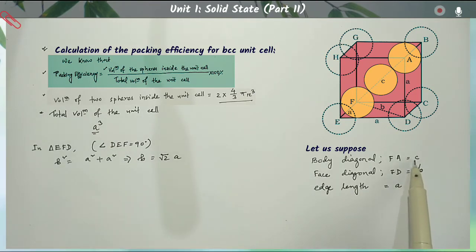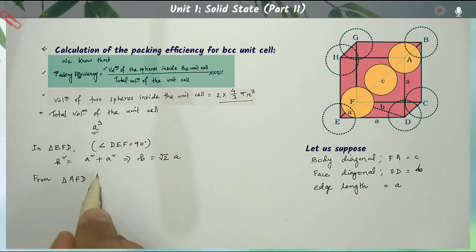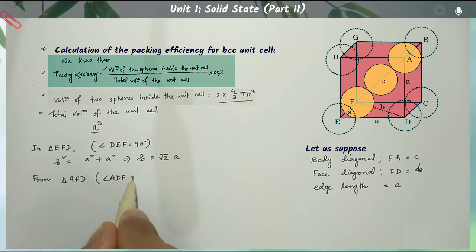Now let us calculate the value of C, that means the body diagonal. We can calculate the body diagonal from the triangle AFD. If you look at the triangle AFD, in this triangle also the angle ADF is equal to 90 degrees. That means it is a what? Right angle triangle. So we can again use Pythagoras theorem.